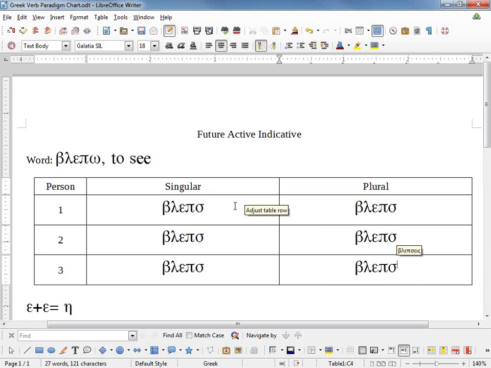The next thing that I'm going to do is add the present active indicative endings, because that's what the future is. So let me do that right now.